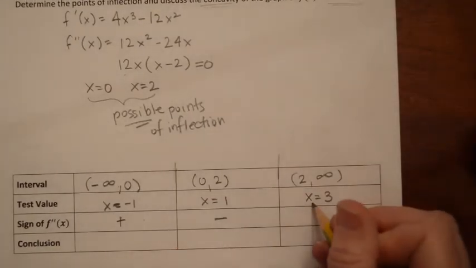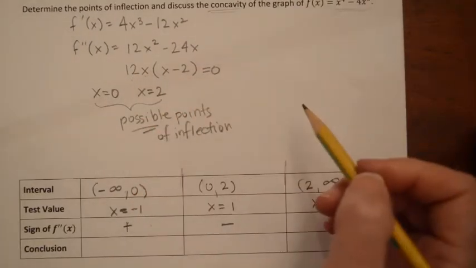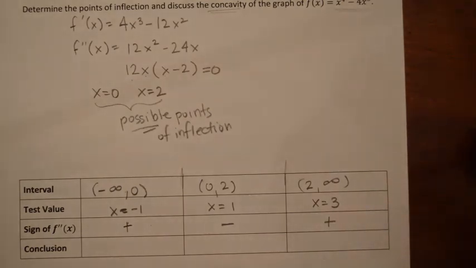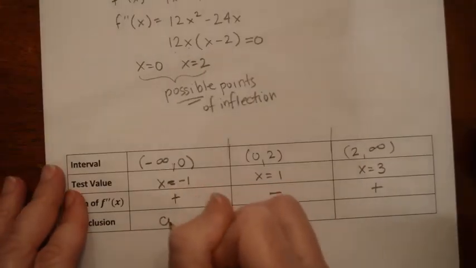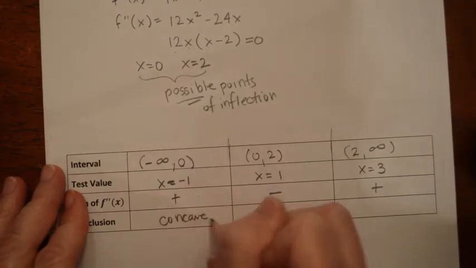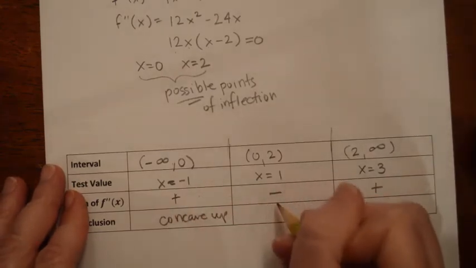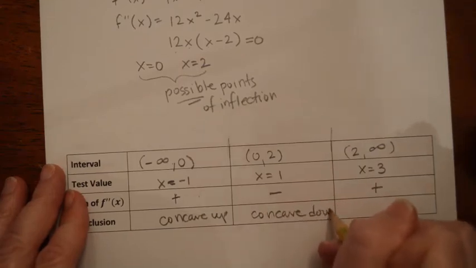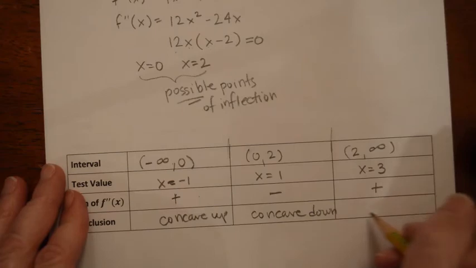And then here, I'm going to put in 3. 12 times 3 is positive. 3 minus 2 is positive. Positive times positive is positive. All right, so this is concave up. It's concave down in this interval. And in the interval 2 to infinity, it's concave up.